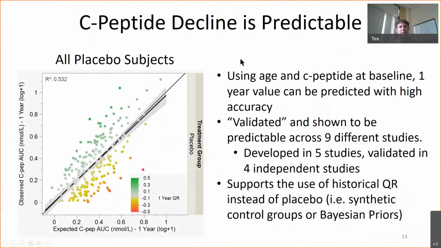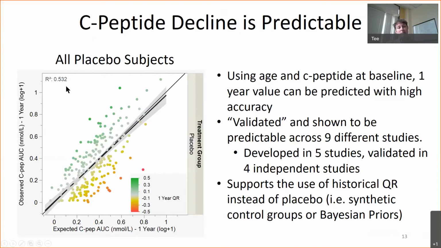So this slide really just tries to illustrate that the C-peptide decline is predictable. On the x-axis, you have the model expected C-peptide value at 1 year after diagnosis, and on the y-axis, the observed. And what you see is the regression line is really right on top of the diagonal. So the mean value closely matches the expected; observed are very similar. There is, of course, some heterogeneity. The people above the regression line did better than expected, and those below the regression line did worse than expected.